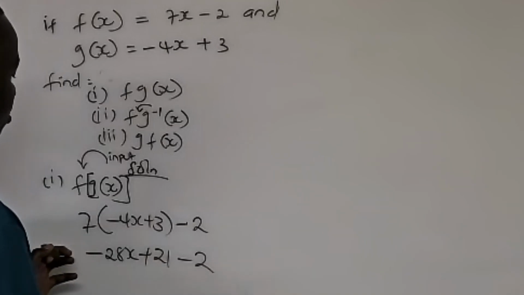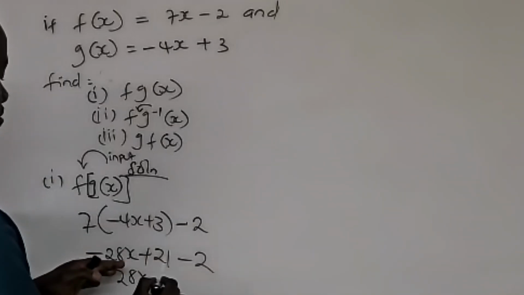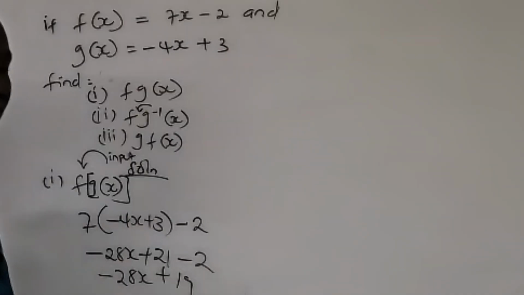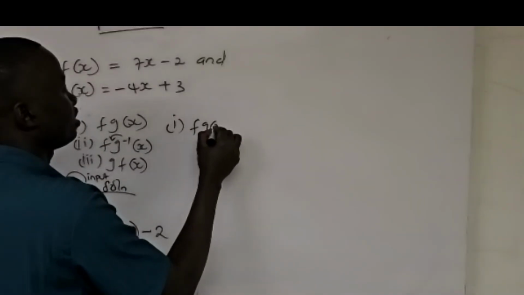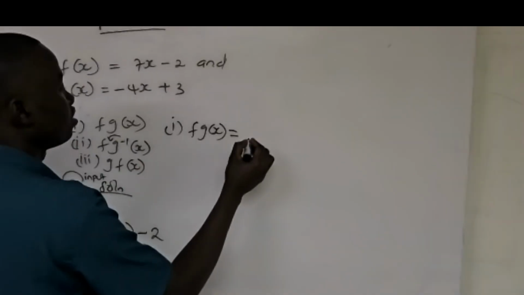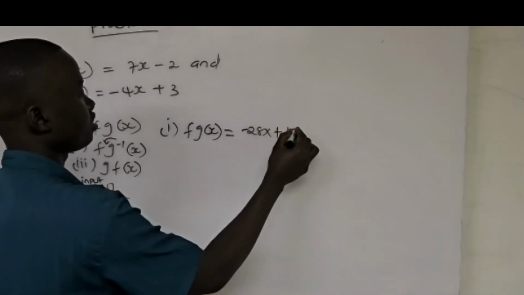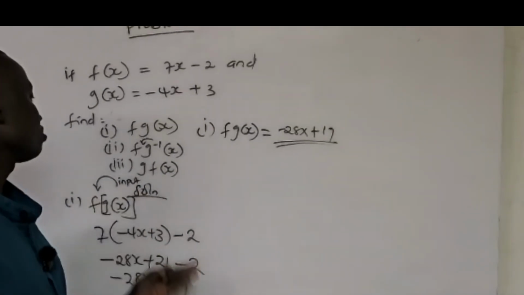Minus 2. So in this case we have minus 28x plus 19. You may also write it as 19 minus 28x. There's no problem with that. fg of x is equal to minus 28x plus 19, and now we have solved that. Let's see the next one, fg inverse of x.